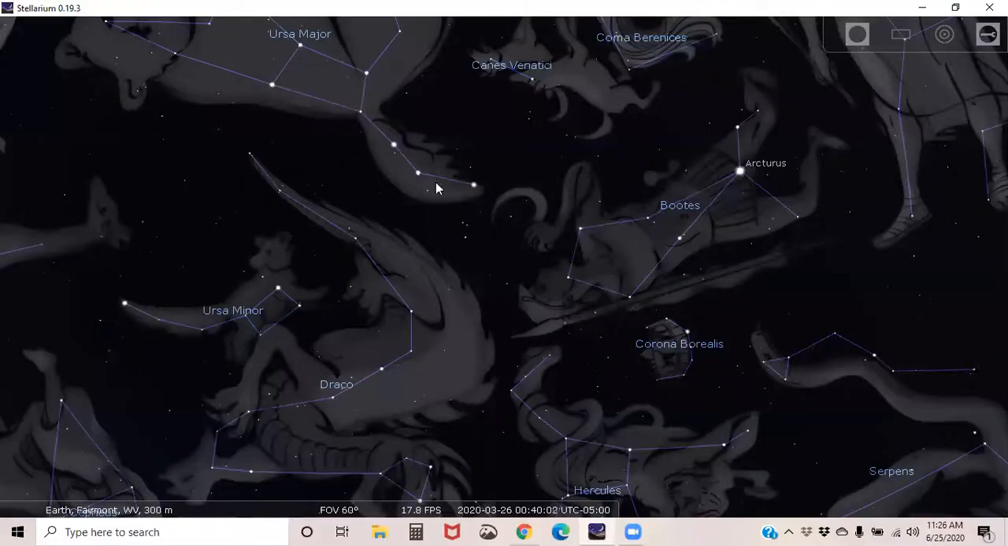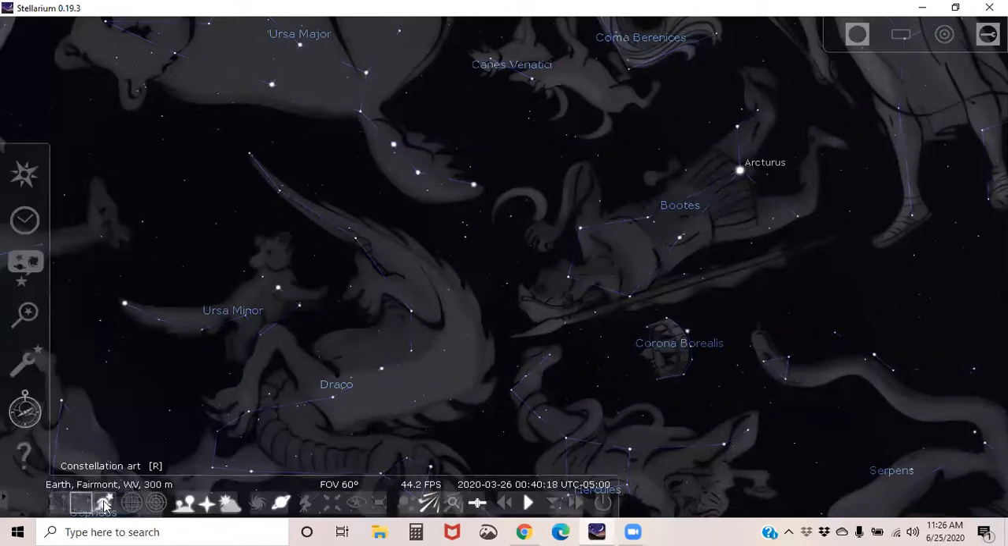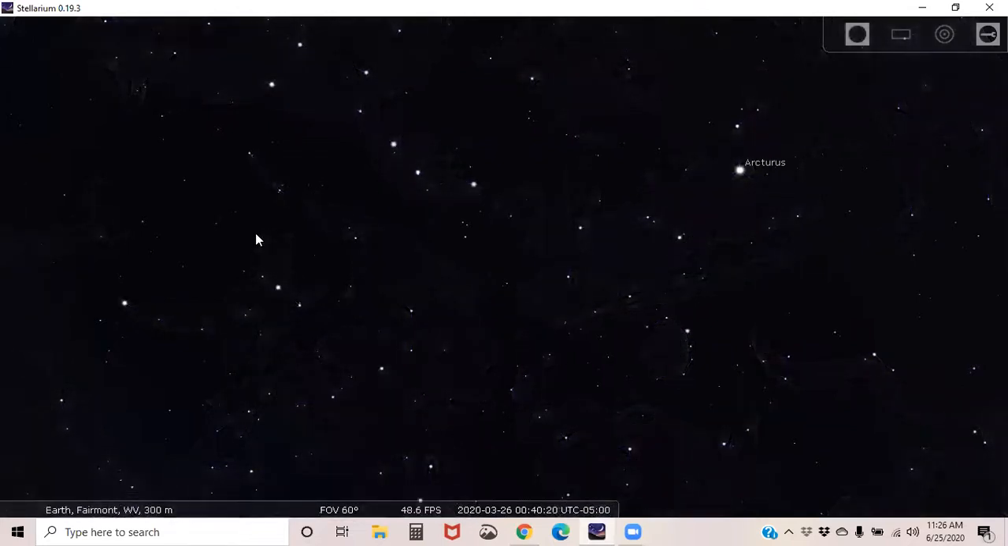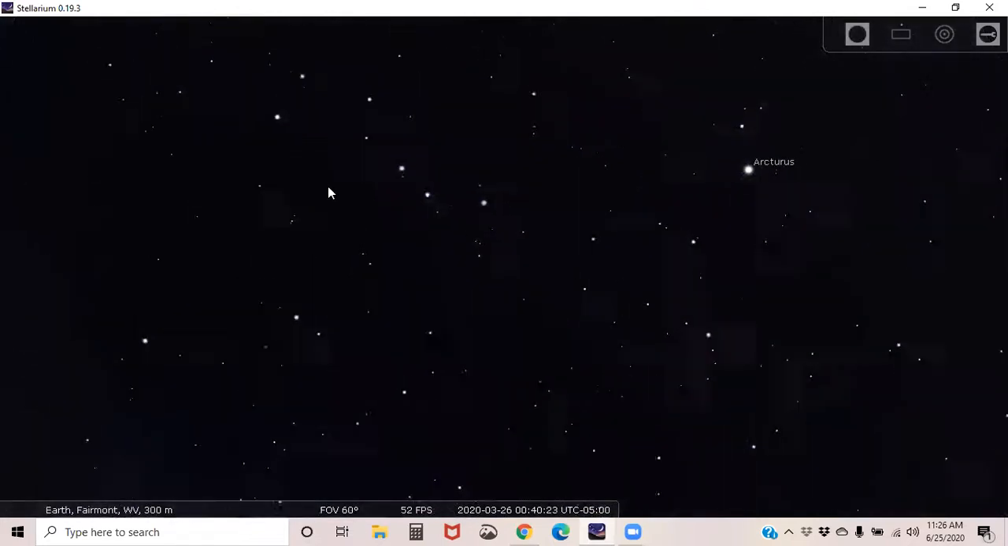And so Boötes is easiest to find in the spring, like late March, in April, just after sunset, as it comes up above the horizon. And so to locate the constellation, let's follow the handle of the asterism, the Big Dipper. So I'm going to quickly turn these off as if we were outside actually doing this.